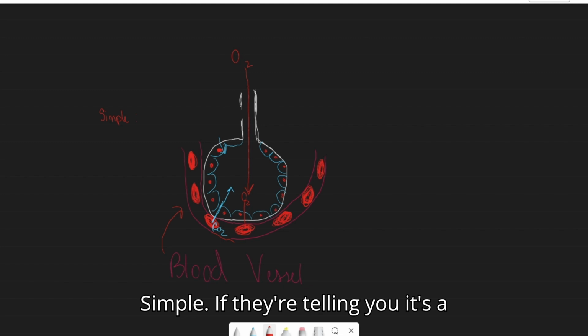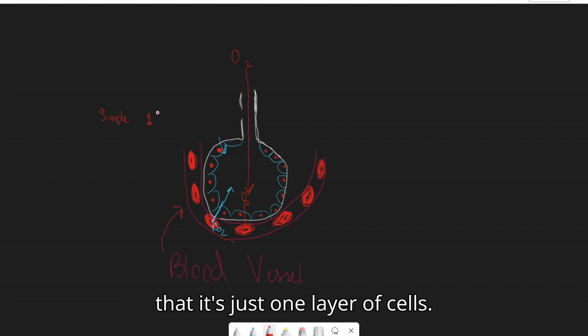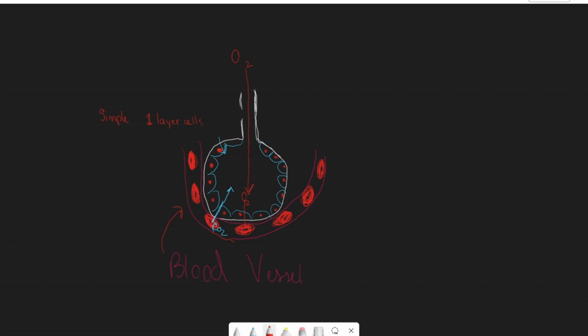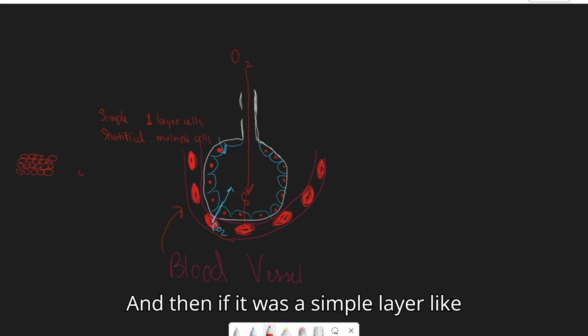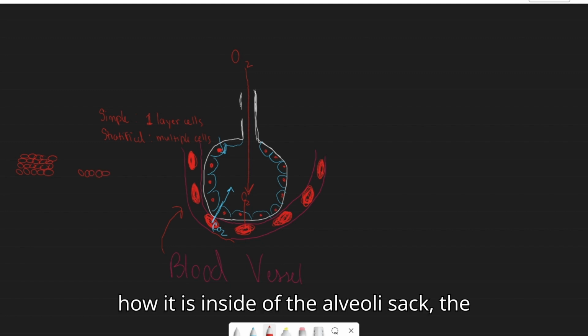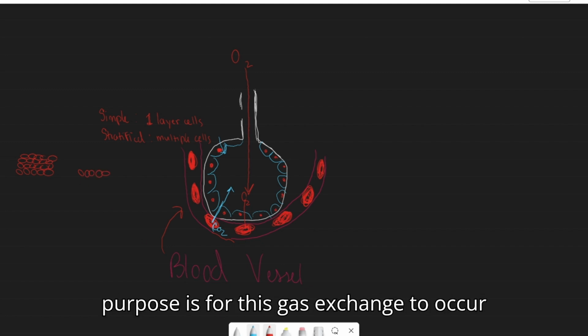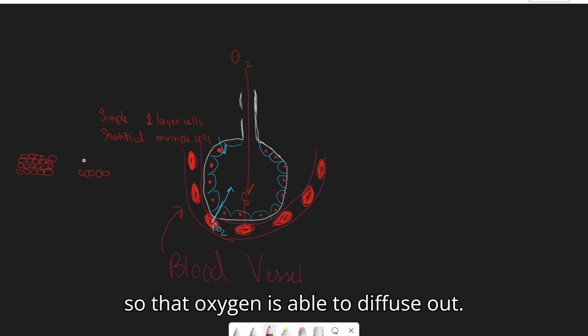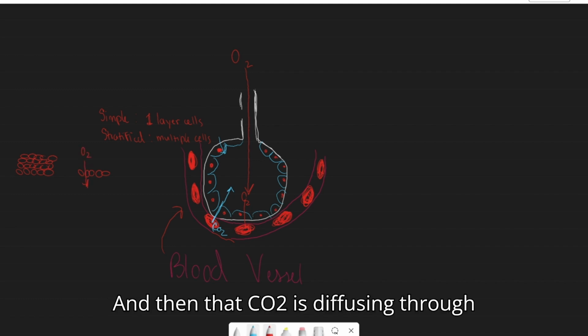If they're telling you it's a simple epithelium, they're telling you that it's just one layer of cells. If it were a stratified layer, it would be multiple layers. So it would look something like this, multiple cells on top of each other like this. And if it is a simple layer, like inside of the alveoli sac, the purpose is for this gas exchange to occur. So that oxygen is able to diffuse out, and the CO2 is diffusing back that way.